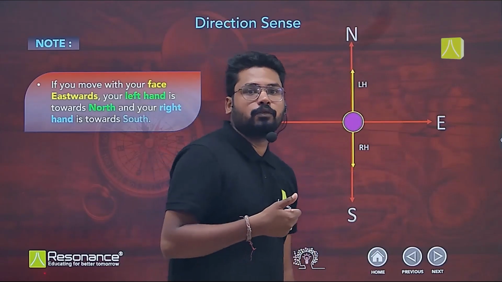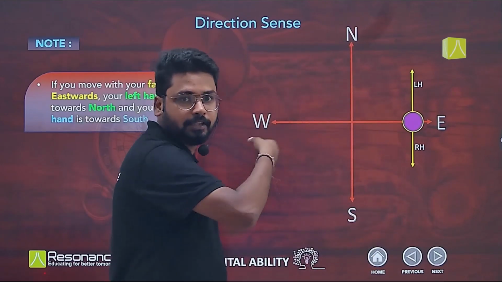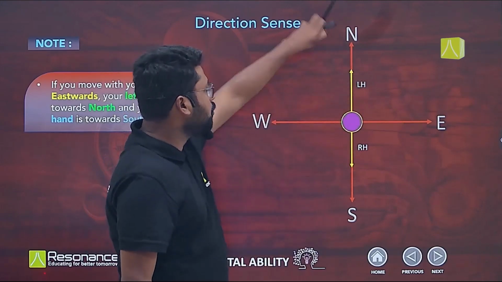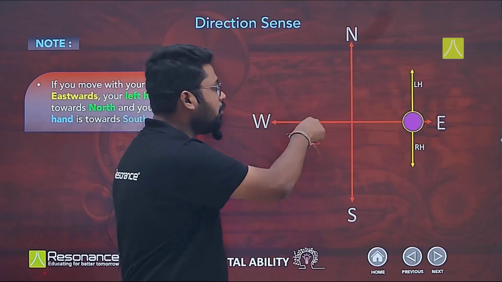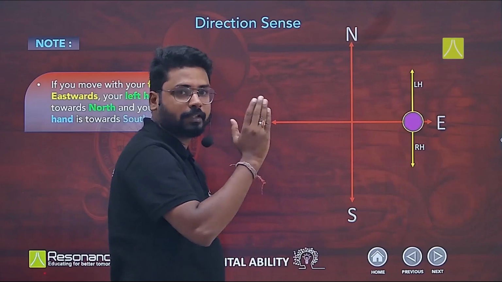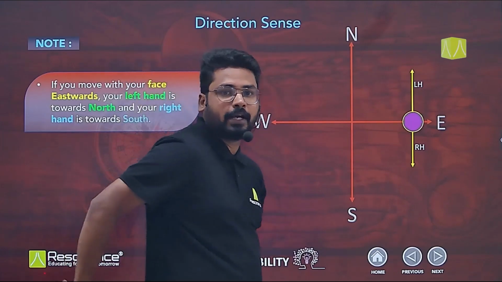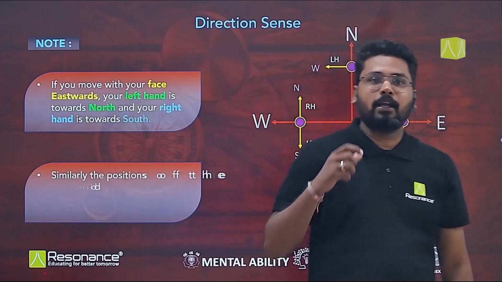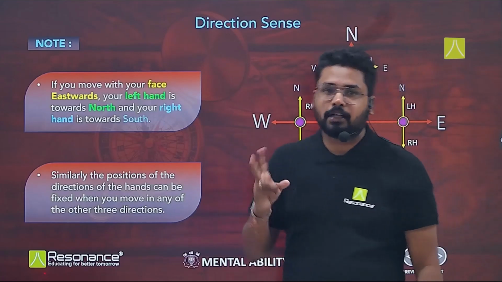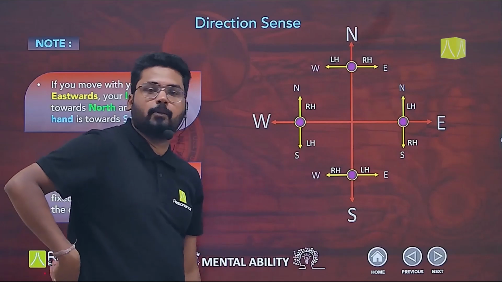Suppose I move my face towards east direction, like in this figure. Then my left hand will be in the north part and my right hand will be in the south part. So my back will be at west. So if I face east, my left hand will be north, my right hand will be south and my back will be at west. Similarly, I can fix my face toward any other direction, and my left hand and my right hand will decide the other 2 directions, and the 4th direction will be at my back.